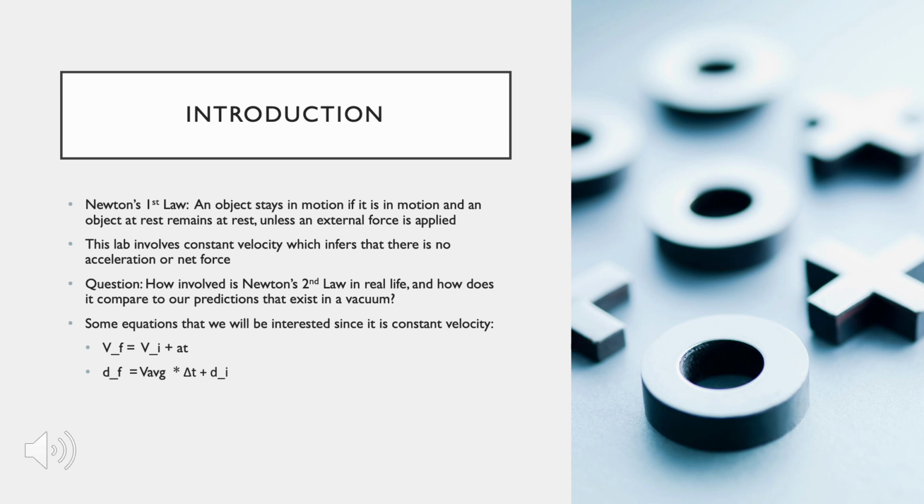So first we'll begin by discussing Newton's first law, which states that an object in motion remains in motion, and an object at rest remains at rest, unless an external net force is applied. So this model involves constant velocity, which infers that there is no acceleration or net force. And some of the equations that we were interested in are listed on the slide.